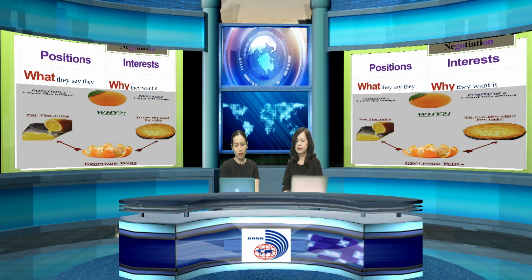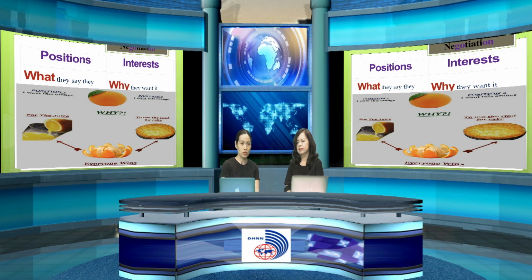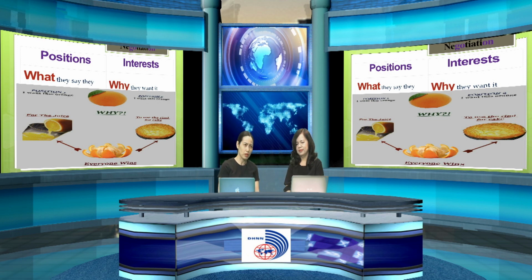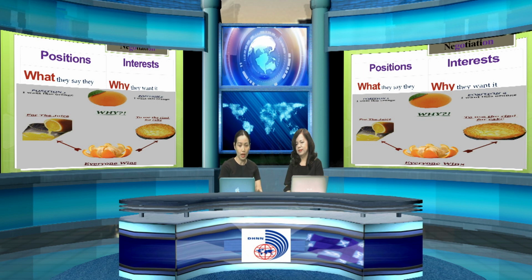They do not mention their interests. But when one girl says, I need the orange to make orange cake, and the other girl says, I need the orange to make orange juice, in that case they have already mentioned their interests. If we go on with the position, where do we come from? Where do we go from here? So in that case, we should focus on interests.